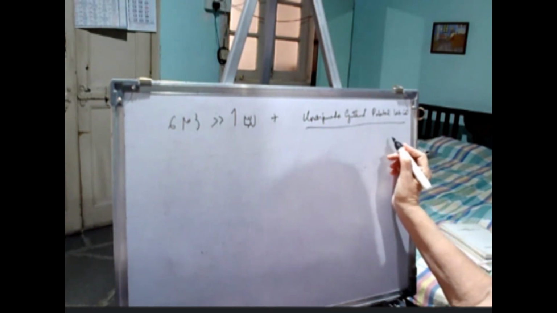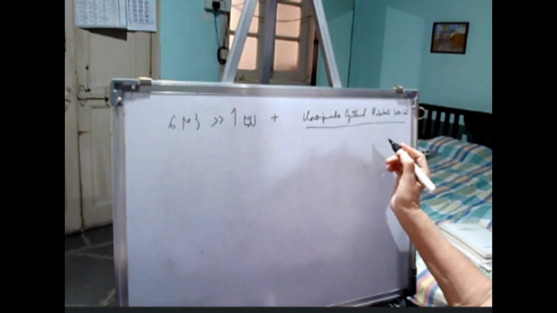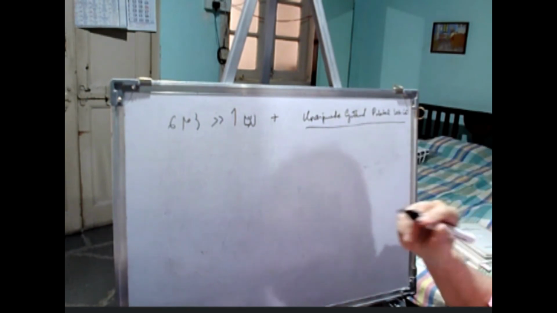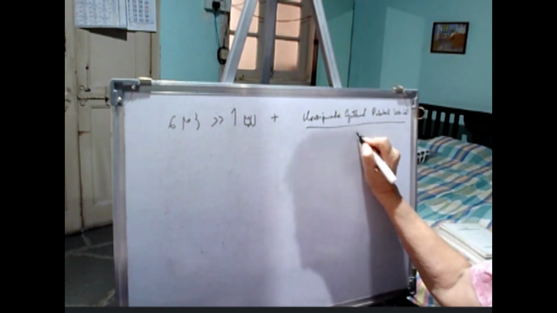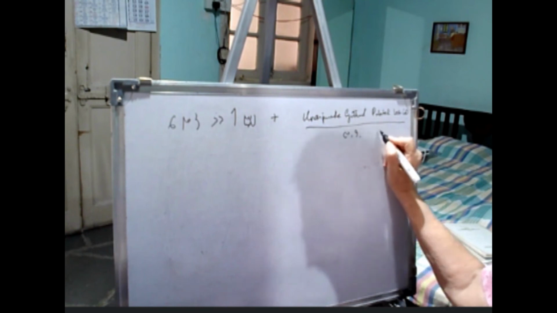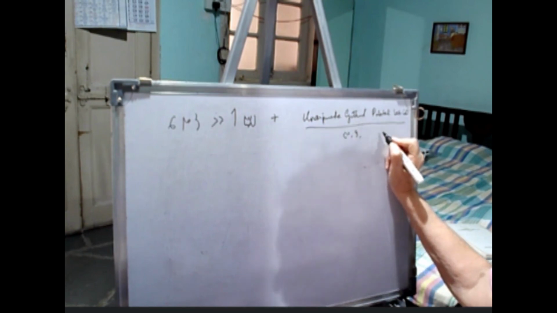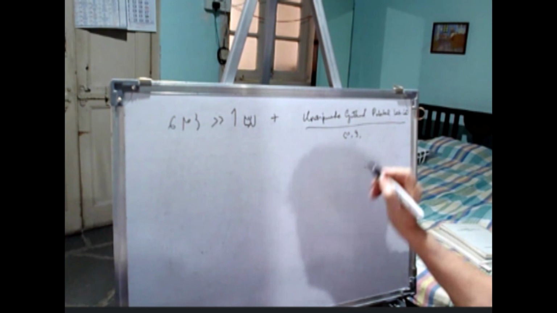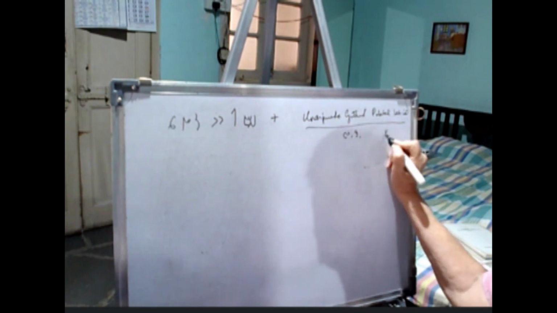What are the guttural consonants? Ka and ga. Okay, that is ka and ga. And palatal, unaspirated palatal: cha and ja.